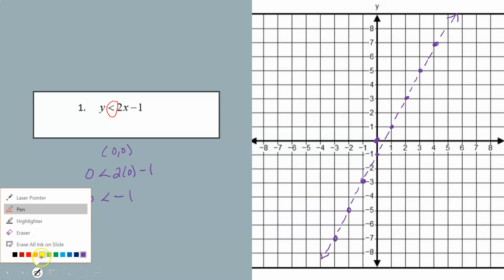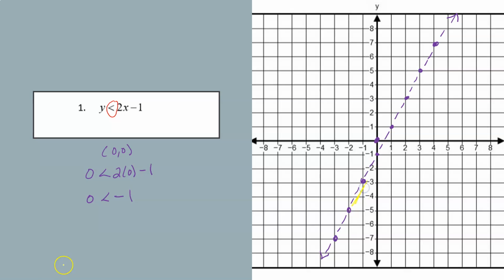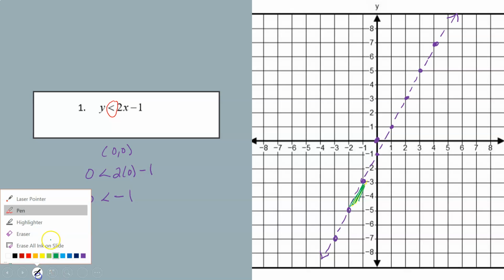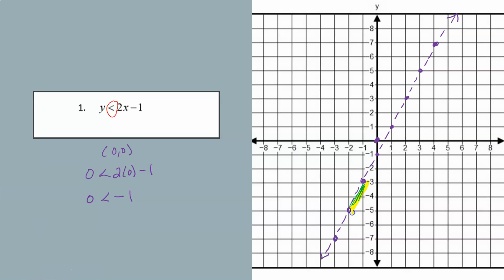I'm going to get a highlighter here. Sometimes it's good if you guys can use colored pencils. We're going back to yellow. So you're going to shade the entire side without the test point because the test point is not a solution to that inequality. Okay, so you didn't need to watch me color that. Any points that are right on the line, in this case, are not solutions because this is telling me less than, up to the line.